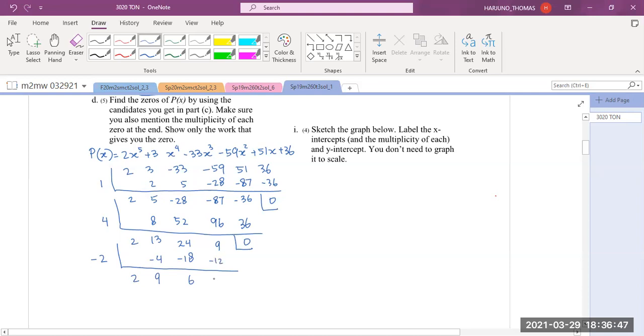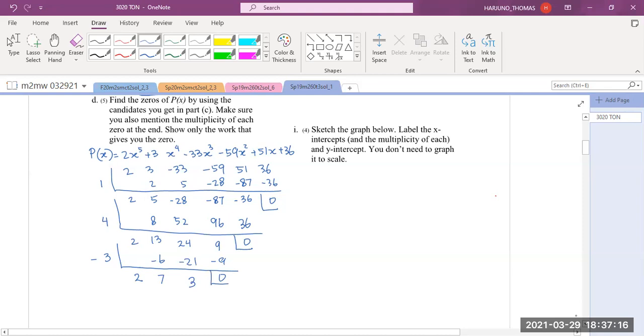No, negative 2 doesn't work. Try negative 3 then. How do we know, Thomas, which one to try? We don't know. Just do something, dude. Sitting down, doing nothing, staring at that will not help.